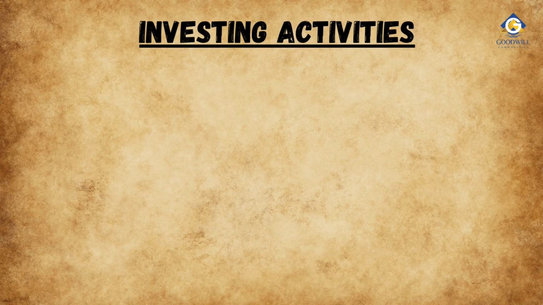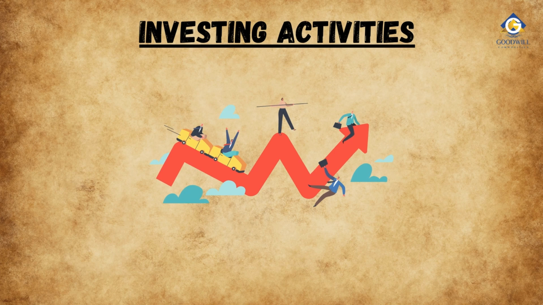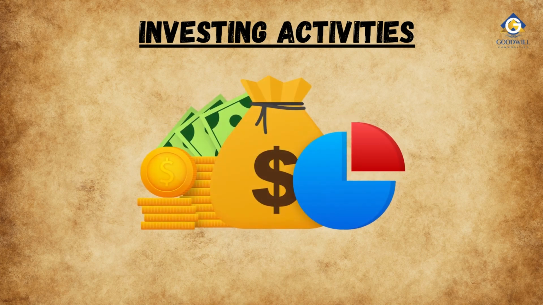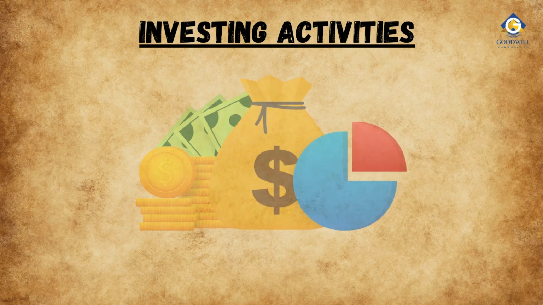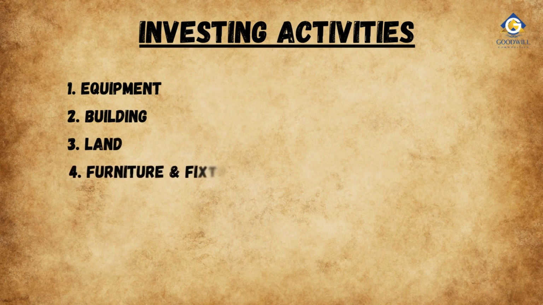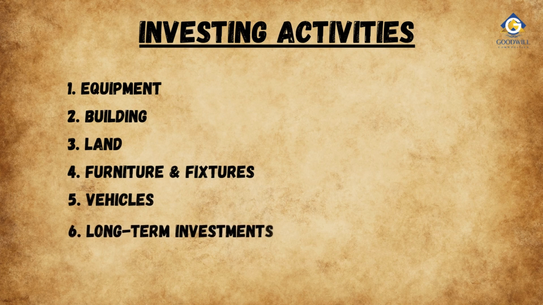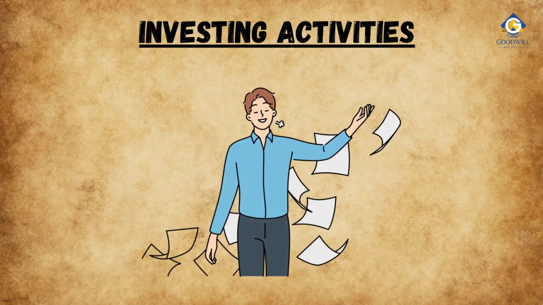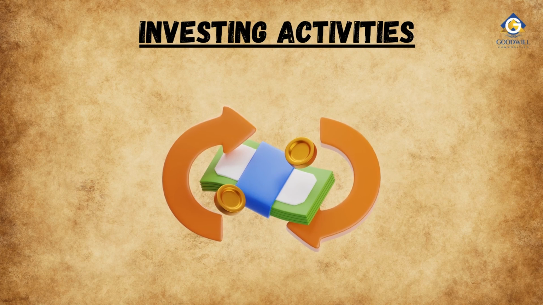Investing activities. Investment activities reflect the changes in equipment, assets, or investments related to uses of cash from the company's investment. These activities include investing in 1. Equipment. 2. Building. 3. Land. 4. Furniture and fixtures. 5. Vehicles. 6. Long-term investments. Cash changing from investing is commonly considered as cash outflow because the cash is used to buy equipment, assets, and short-term assets. When a company relieves an asset, the transaction is considered to be a cash inflow.